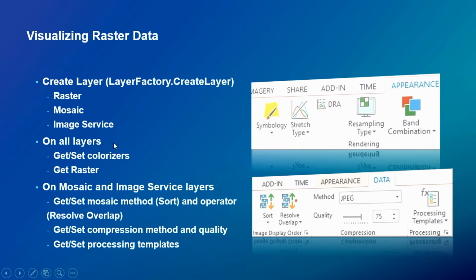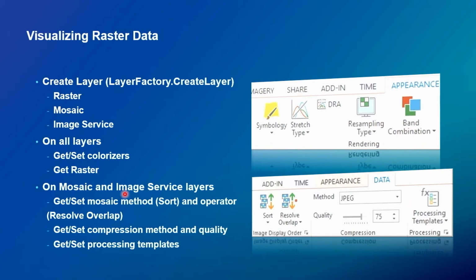But also on all layers, you get access to the source image or the source data that it's coming from. The get raster method on all layers basically gets you the image that's being rendered. We'll talk more about rasters and the raster objects in the next section.